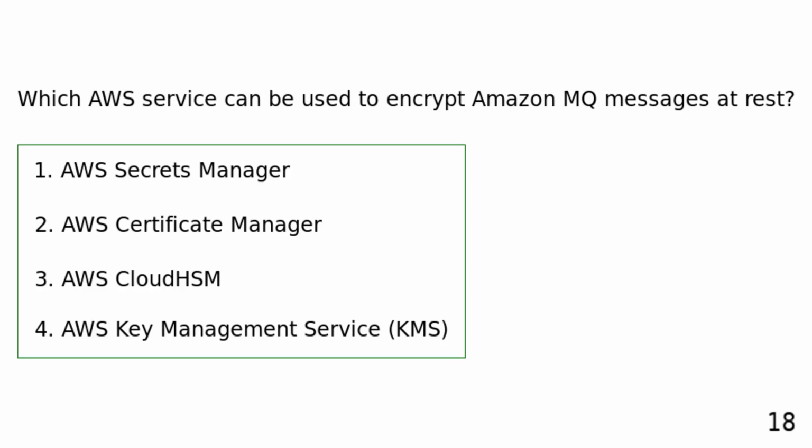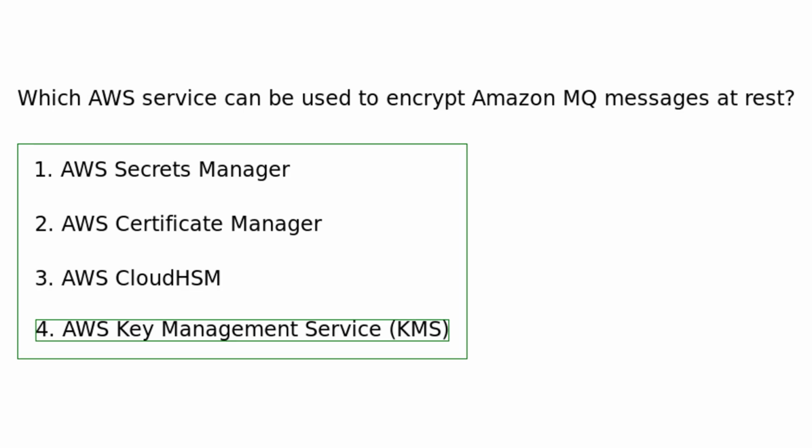Which AWS service can be used to encrypt Amazon MQ messages at rest? AWS Secrets Manager. AWS Certificate Manager. AWS CloudHSM. AWS Key Management Service. Amazon MQ uses AWS Key Management Service to encrypt messages at rest, allowing you to manage encryption keys and control access to encrypted data.